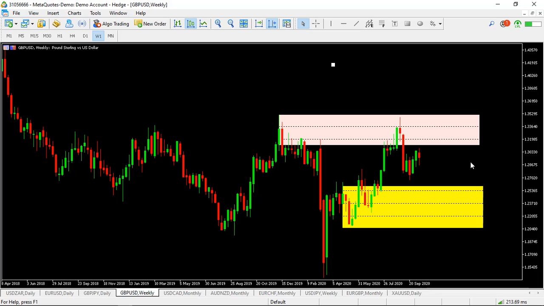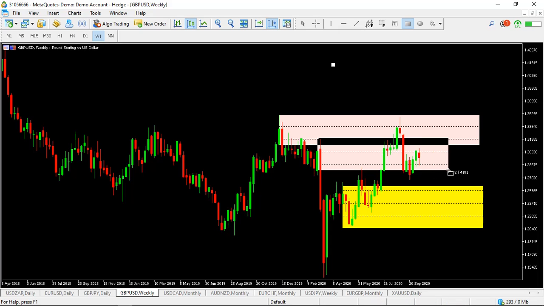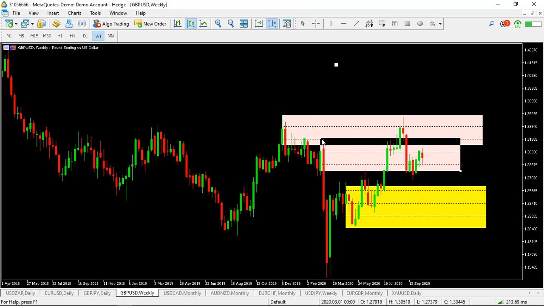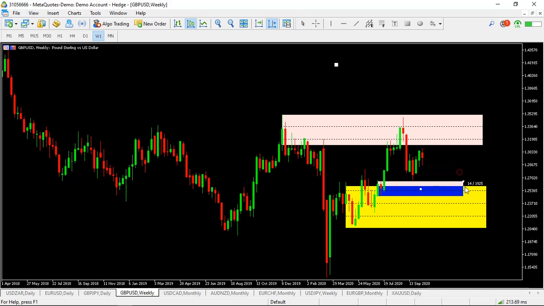For now, GBP USD stands like this. Let's go to the daily. What I'd like you to look at is that we have a drop base drop. Let's look at this candle. I'm trying to explain it: this candle removed the supply level, and this supply level was removed by this demand. So here is my demand. So my weekly demand is in a monthly demand.